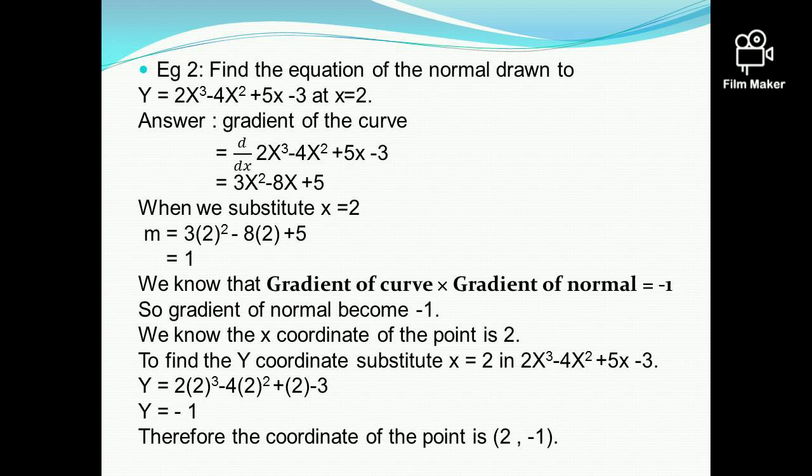Now we know that the gradient of the normal is minus 1 and the x-coordinate of the point of the normal is 2. We need to find the y-coordinate as well. To find the y-coordinate, we have to substitute x equals 2 into the main equation y equals 2x cubed minus 4x squared plus 5x minus 3. If you substitute that, you receive the answer y equals minus 1. Therefore, the coordinate of the curve at x equals 2 would be (2, minus 1), which is exactly similar to the coordinate the normal passes through.